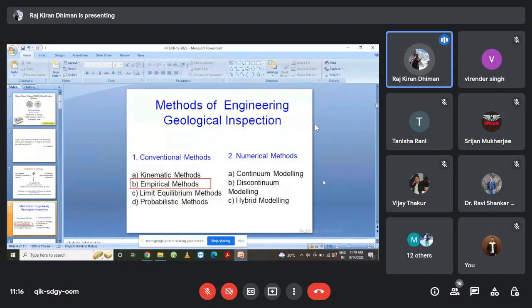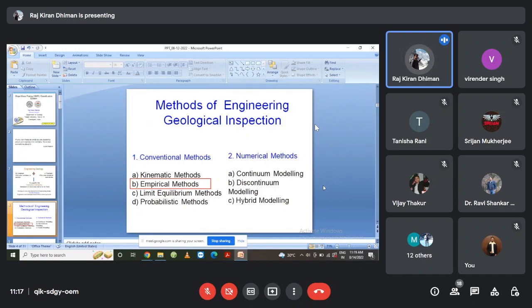In numerical methods, there are broadly continuum methods, discontinuum methods, and hybrid methods, which consider both continuum and discontinuum. There is a very vast explanation to these topics, and today I will not go into this, because this is not the goal. But you can ask me questions about all these methods in the department or anywhere, even today. So I'll quickly start with the empirical methods.